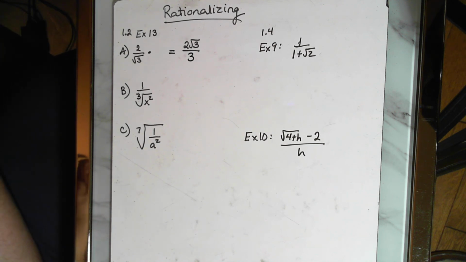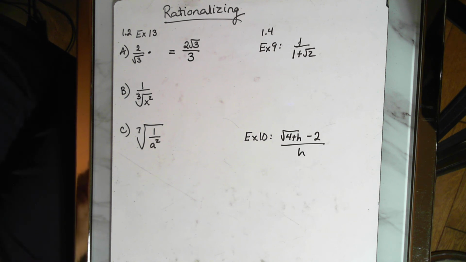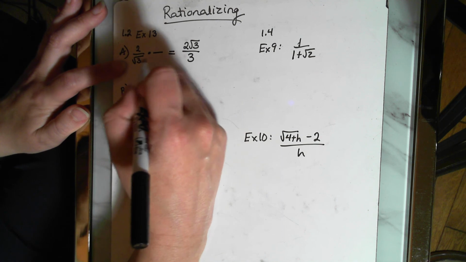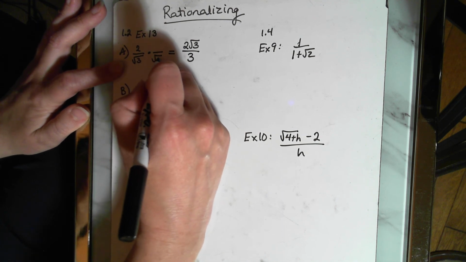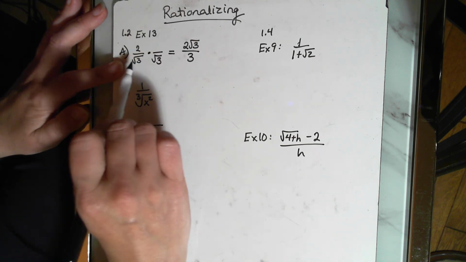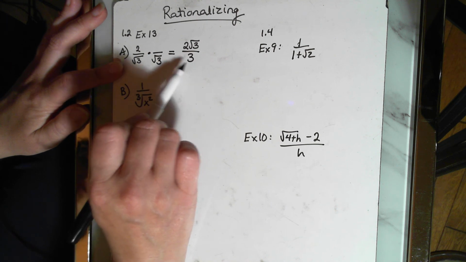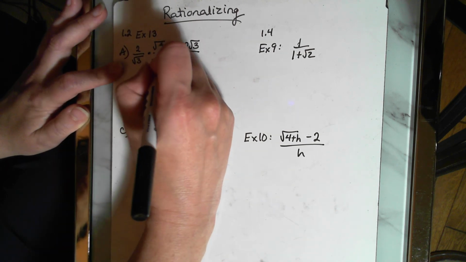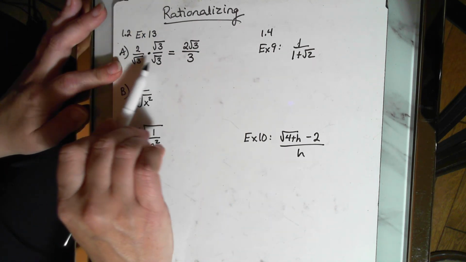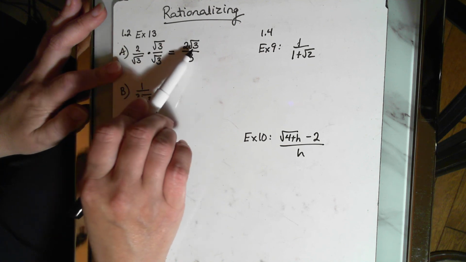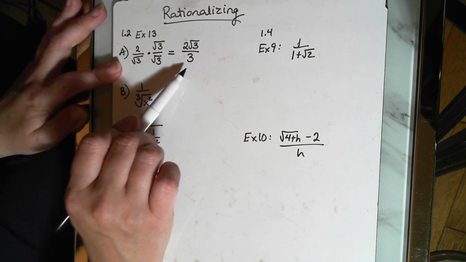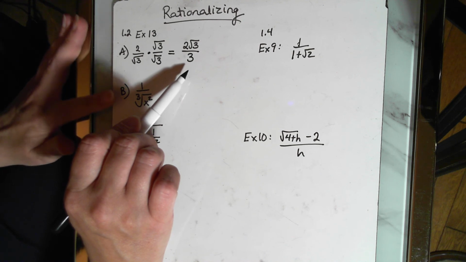What's actually happening is that we're multiplying by a fraction that's equal to 1. So I am figuring out what I can multiply the square root of 3 by so that I can remove that square root symbol. And because I multiply by it on the denominator, I have to multiply by it in the numerator. So this is how the rationalizing works.